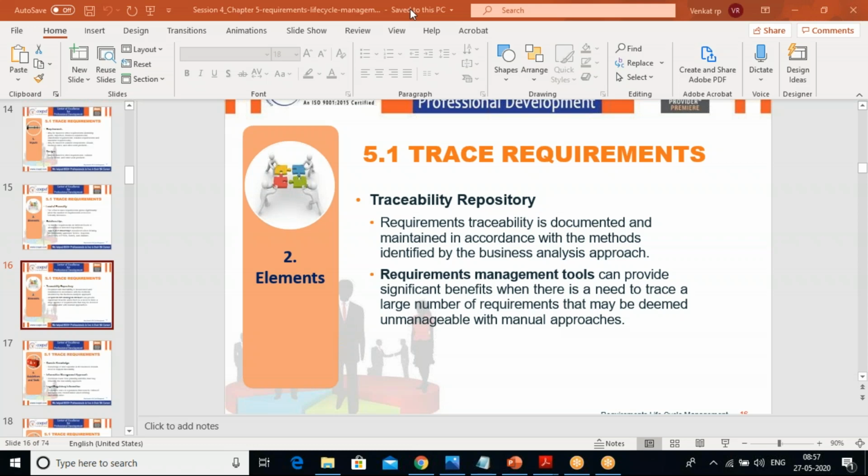So if you can understand, we have shared it through a Google Sheet, where it is being traced. So everyone will have an understanding and idea of how it is being traced. Okay, got it. So that's how we have to identify the traceability repository.